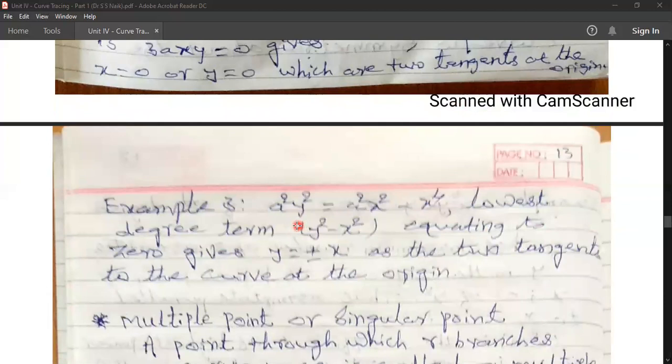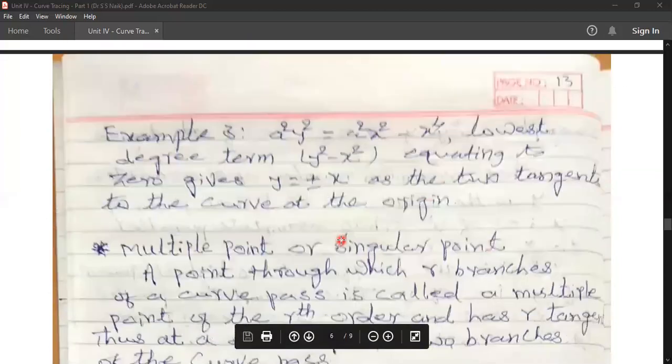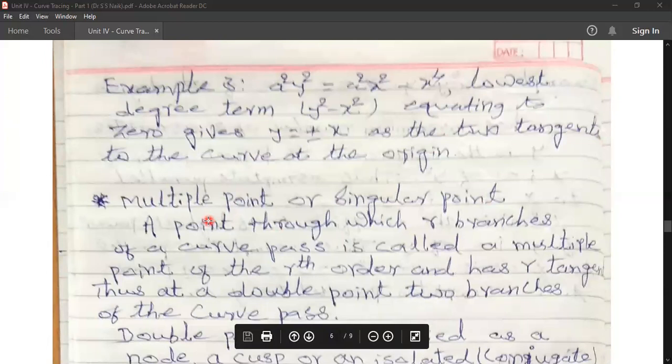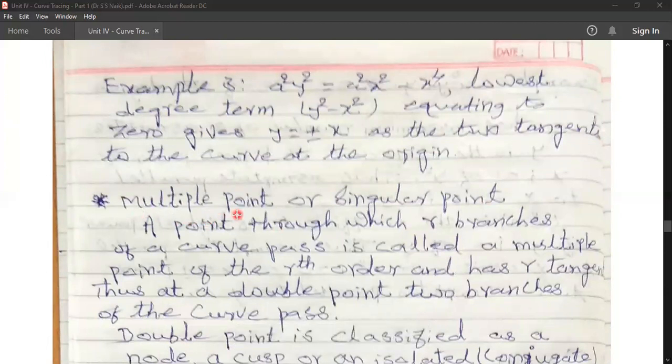Third example, a square y square is equal to a square x square minus x raised to 4. The lowest degree terms, if you take everything to one side, give y square minus x square equal to 0, which gives y is equal to plus or minus x as the two tangents to the curve at the origin. Then we'll see the next point, what we call the multiple point or the singular point.